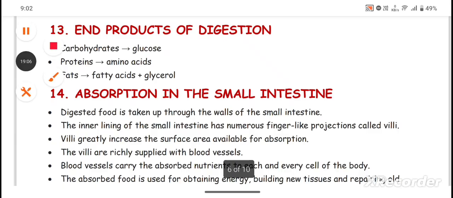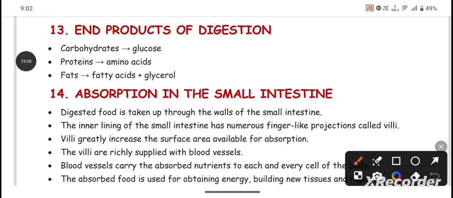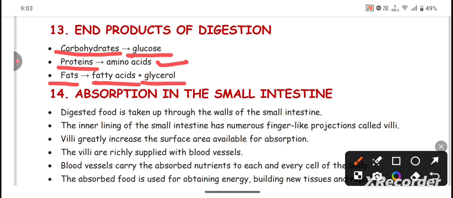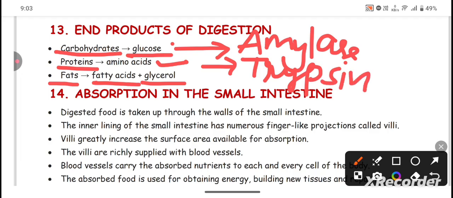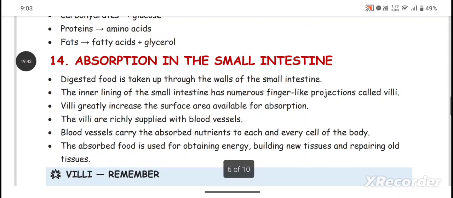So let's understand what happens in the digestion. If the food consists of carbohydrate, it will be broken down into glucose, monosaccharides, or simple sugars. If the food consists of proteins, they will be digested into amino acids. If the food consists of fats, they will be digested into fatty acids and glycerol. So the carbohydrates are digested by the amylase enzyme, proteins by trypsin, pepsin, and chymotrypsin, and fats by the enzymes called lipases and bile juice.